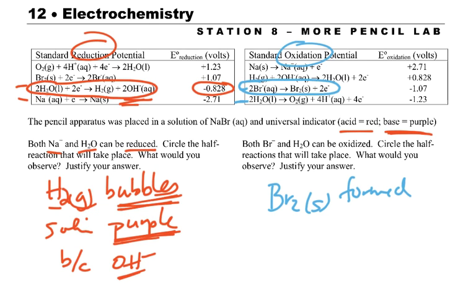So we might see some kind of a reddish brown color. And I think that's all we're going to see. We would just see a little bit of color forming over that one. We're going to see a red-brown color because we're forming some bromine.